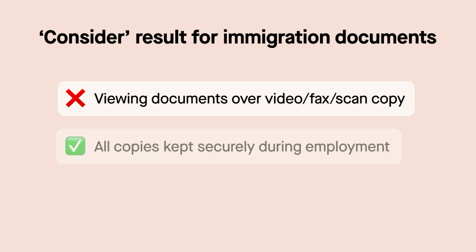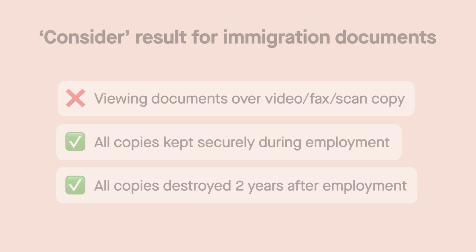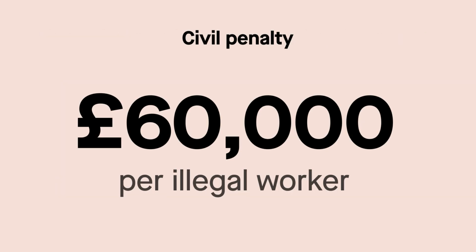Again, simply viewing documents over a live video link, a fax or a scanned copy is not sufficient. You must have the original documents with you during the verification process. All copies of documents taken should be kept securely for the duration of the worker's employment and for 2 years afterwards, at which point they should be securely destroyed. By diligently following each of these steps, you will establish a statutory excuse against a civil penalty, which can be up to £60,000 per illegal worker.